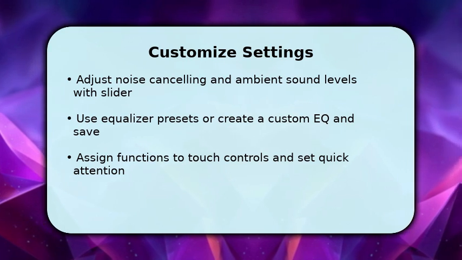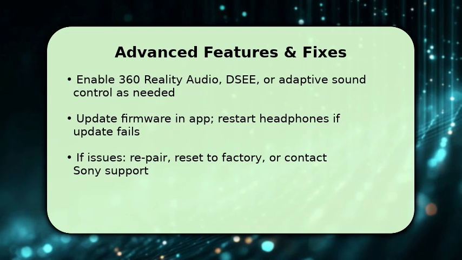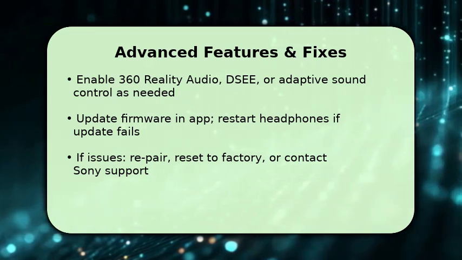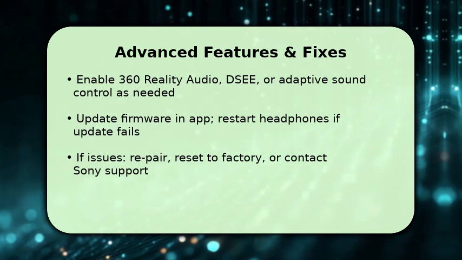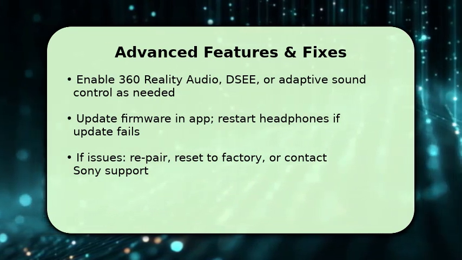To finish, enable advanced features like adaptive sound control, 360 Reality Audio, or DSEE depending on your model to improve clarity and context awareness. Then check for firmware updates and run them. Make sure headphones stay charged and close to the phone during the update.